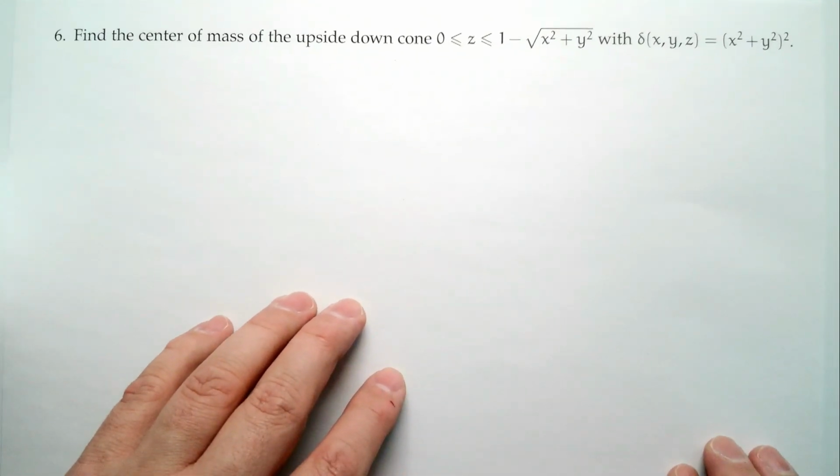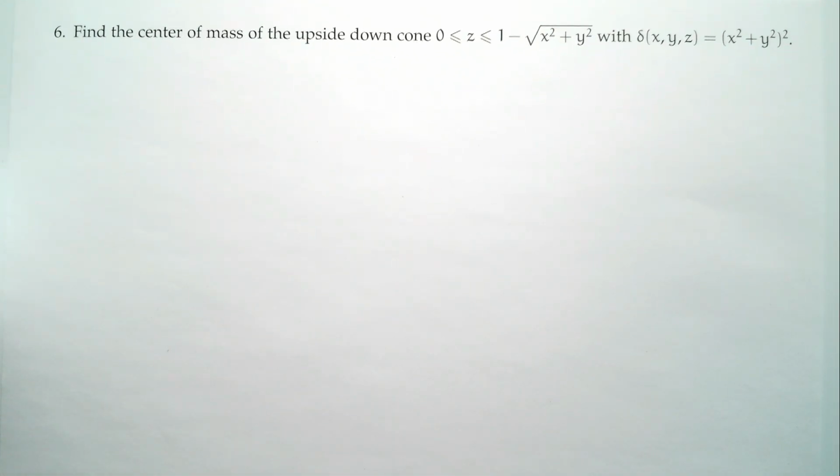All right, number 6. Find the center of mass of the upside-down cone, 0 less than or equal to z, less than or equal to 1 minus root x squared plus y squared, with the density function equal to x squared plus y squared, squared.